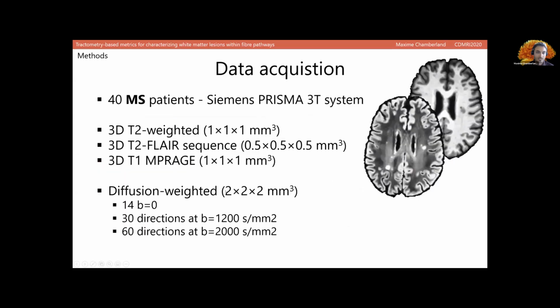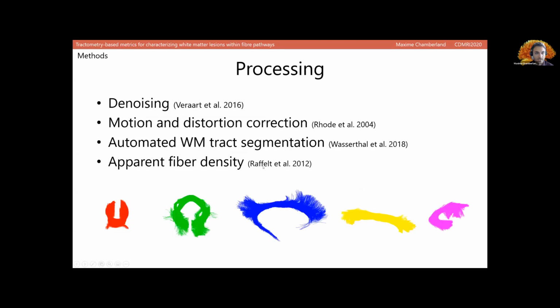So we evaluated these new metrics in 40 MS patients that were acquired on the Prisma system. We had acquired a couple of anatomical images to segment the lesions, and a simple diffusion scheme with 2 shells up to B2000. So data pre-processing included denoising. So it's nice that Yella introduced this technique before, so you all know what this is now. Then we performed motion and distortion correction. This was done using the anatomical T1 because we did not have a RefPA at this point.